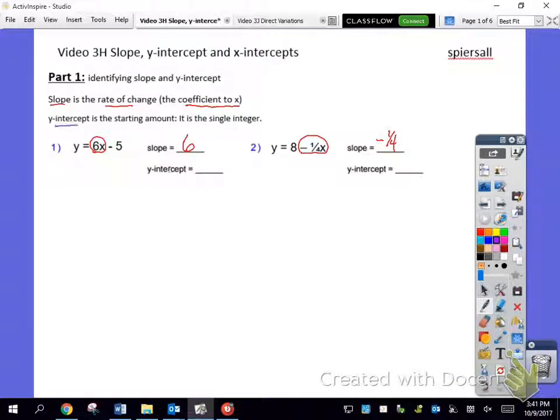The y-intercept is the starting point, and it's the single number. It has no variable. So the 5, look in front of the 5. There's a minus sign, so that's interpreted as negative 5. Over here, there's an 8. And since there's not a number in front, it's assumed to be a positive 8.